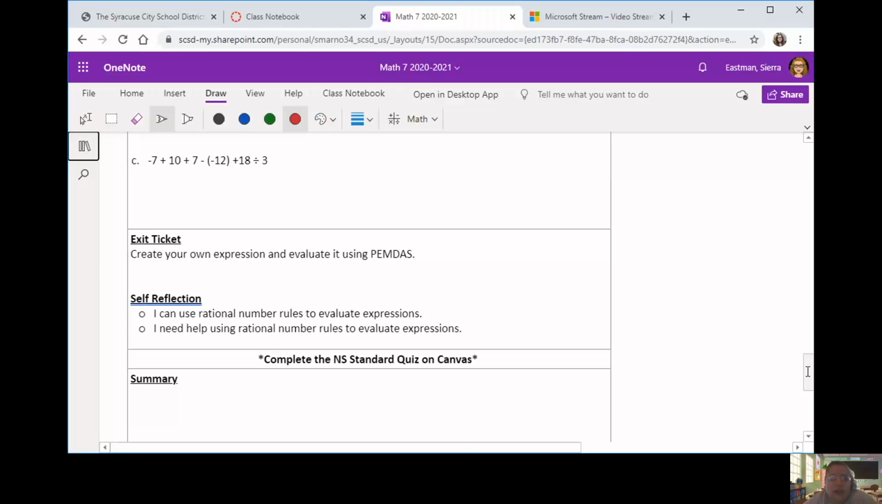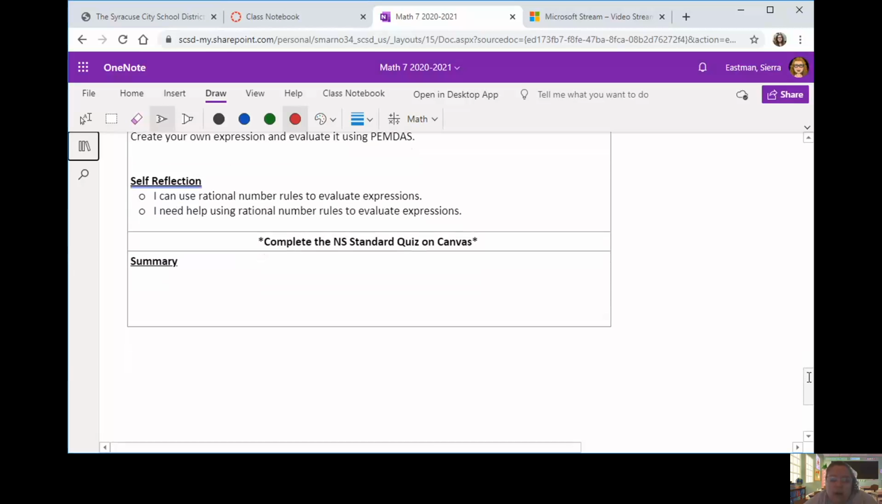Our exit ticket is to create your own expression and evaluate it using PEMDAS. So see if you can make an expression that's even more challenging than the ones we gave you here and try and solve those. We have our self-reflection, of course, and then we are completing standard quizzes on Canvas. There's an NS standard quiz. Once you click on it, it brings you to all of the NS data wall quizzes, and you're completing at least one. That's it for today, guys.